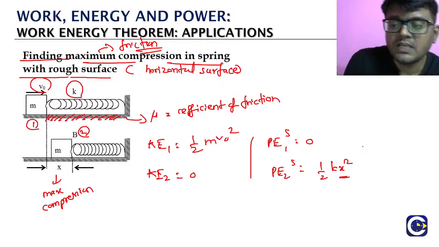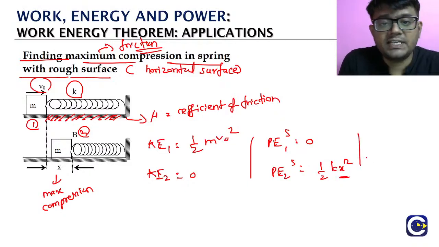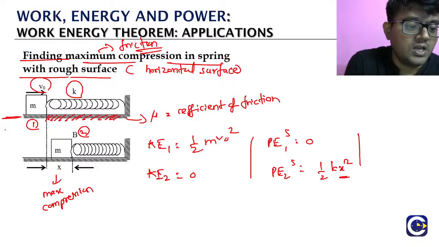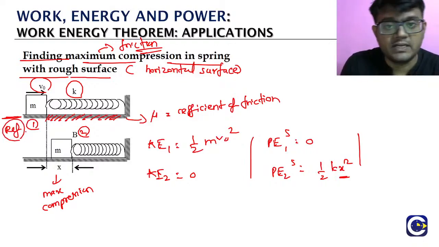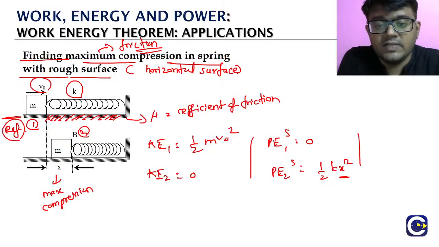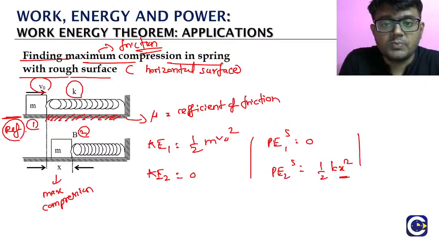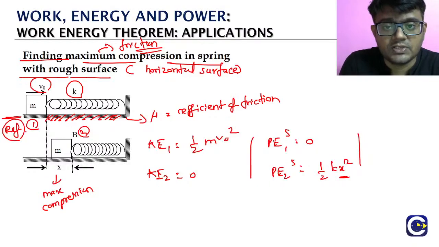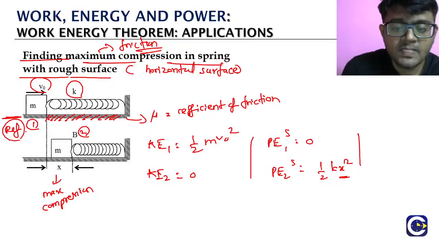Next, the gravitational potential energy concept will not come here, because the mass is moving only on the same horizontal surface. So we take that as the reference line. The potential energy at the initial point is 0, and at the final point it is also 0. So the gravitational potential energy concept does not come here.